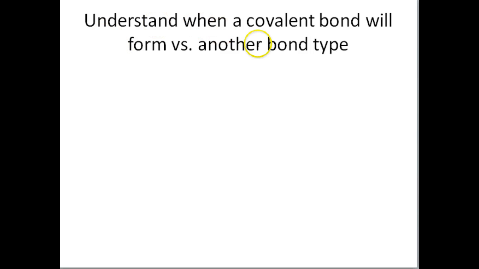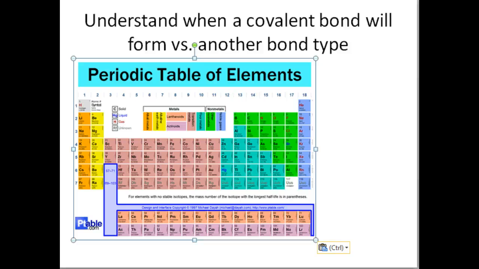We talked a little bit about this with our trends on the periodic table. Understand when a covalent bond will form versus another bond type. So when these atoms are not willing to give up, they have very high ionization energy. It would take a lot of energy to pull the valence electrons away. So rather than being able to grab one for itself, it will end up sharing.